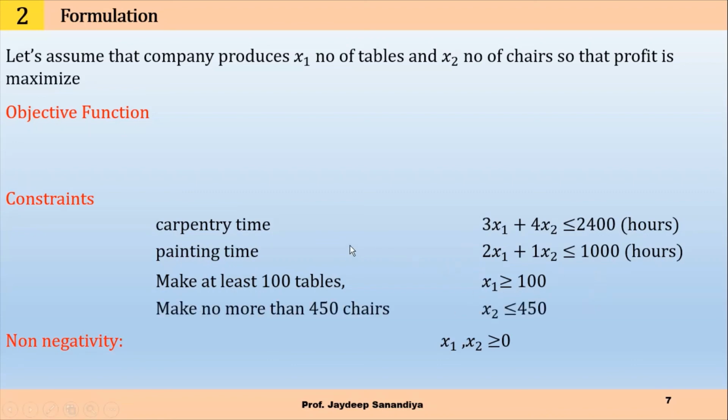In a similar way, make no more than 450 chairs. So the maximum number of chairs to be produced is 450. You may produce less than 450, right? So that's why x2 is less than or equal to 450. Now profit per unit of table and chair is 700 and 500. So our objective function will be maximize z equals 700x1 plus 500x2, and also our non-negative constraint is x1 and x2 greater than or equal to 0.